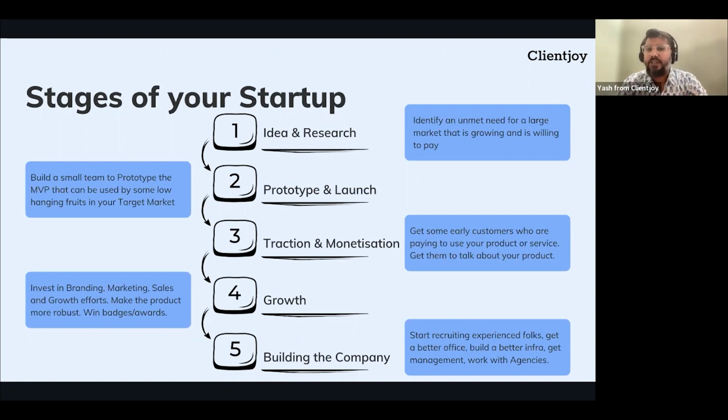So idea and research is basically where you're trying to identify an unmet need for a large market that is growing and is willing to pay. Prototype launch is building a small team to prototype the MVP, which is minimum viable product that can be used by some lower hanging fruits of your target market, right?